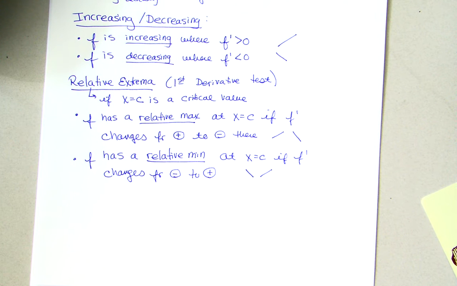These are the definitions we're going to need to work with for this section. Increasing, the derivative is positive. Decreasing, the derivative is negative. Relative max occurs where the derivative changes from positive to negative. Relative min if the derivative changes from negative to positive. And if I have a critical value and my derivative doesn't change sign, it's positive before and positive after, there's nothing special there.